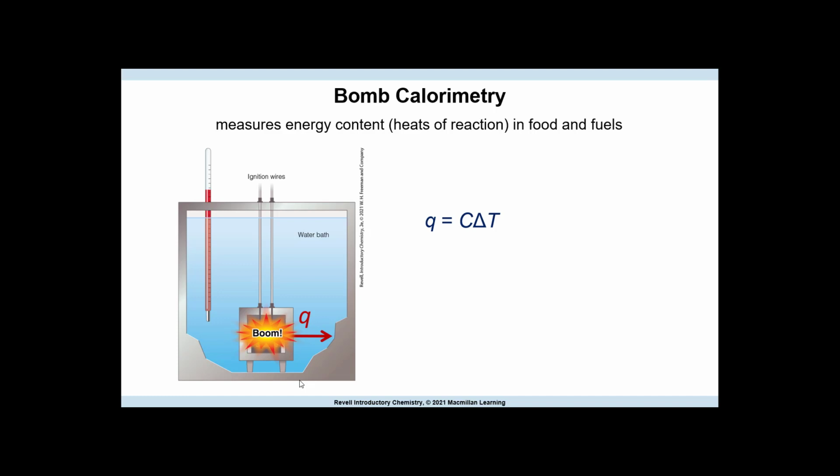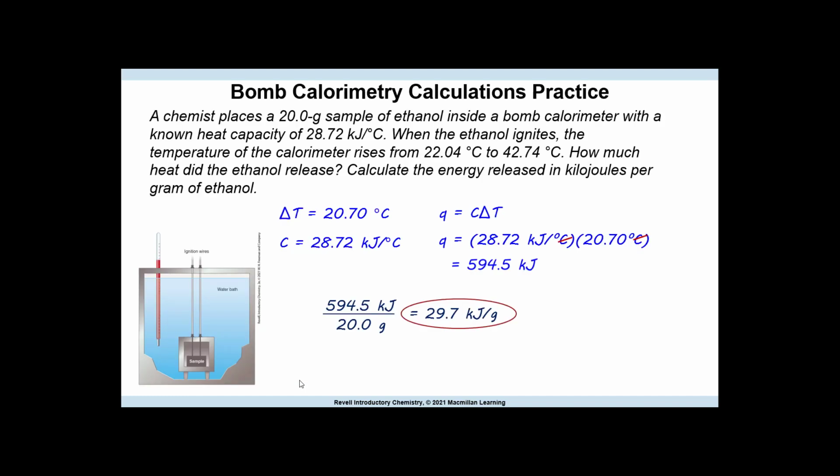Okay, so a pair of ignition wires detonates the sample. The gases produced cannot expand, so all the energy is released as heat in the calorimeter. Using a heat capacity, which is joules over degrees Celsius, for the calorimeter, the amount of energy produced in the reaction can be determined. For example, we can use a bomb calorimeter to determine how well ethanol can work as a fuel. To test this, we will place a small sample of ethanol and excess oxygen inside the bomb calorimeter. We would then ignite the sample inside the container and measure how much the temperature of the calorimeter increased.